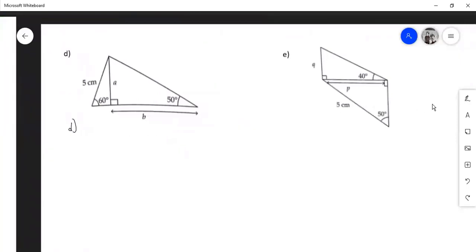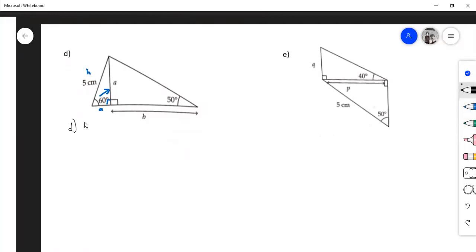Okay, I assume they are asking you to find the value of A and B, because A and B are the ones that are missing there. Like I said, for this angle, this is your eyeball. This is going to be your opposite. And there's a 90 degree there, they didn't draw it for you. So this must be your adjacent. So this is your hypotenuse.